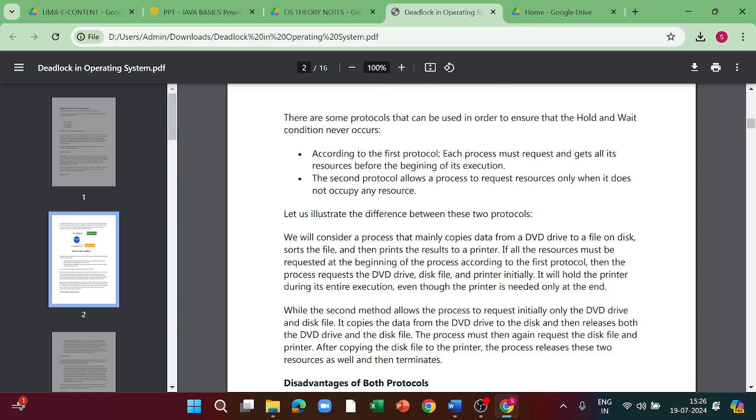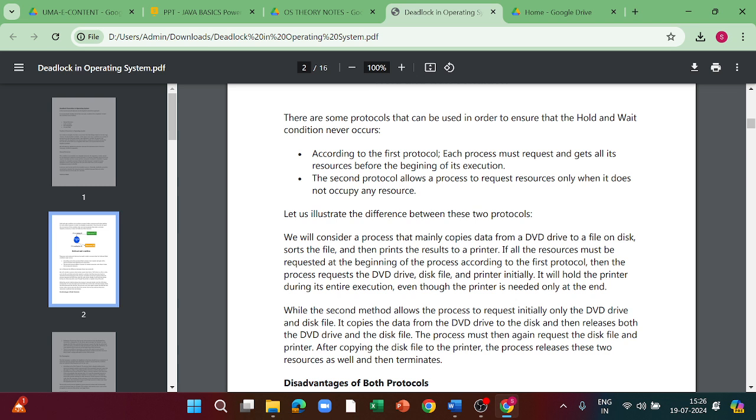This is impossible, right? The printer will be held the whole time even though it is not printing any document. If the resource is shared with that process, it has to wait for the condition to work.